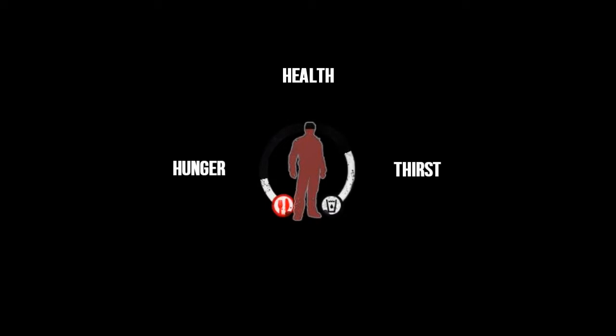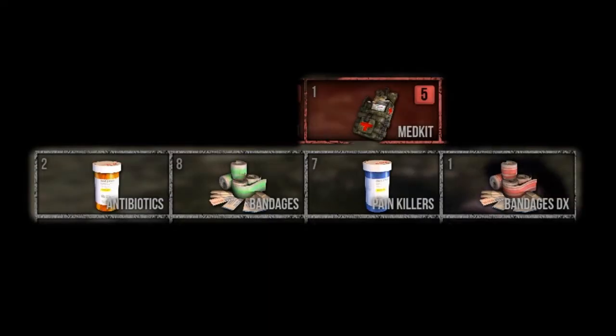As you can see in the diagram, your current health is indicated by the red filling of the silhouette. Once this reaches the bottom, your player dies. There are multiple ways to prevent this from happening by healing yourself. The five ways of healing are shown in this clip here. We have antibiotics, bandages, painkillers, bandages DX, and medkits.